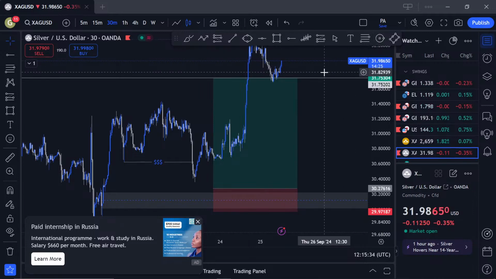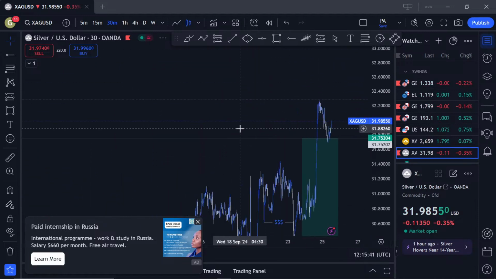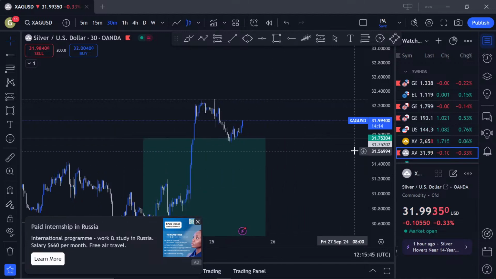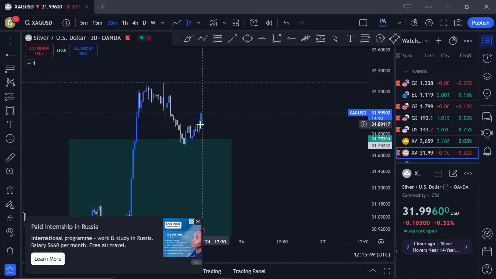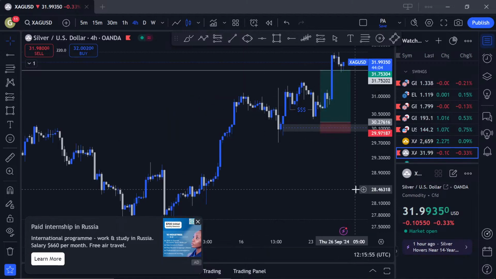So this was a signal I dropped yesterday. So you can see yesterday, on Monday when I was live streaming, I said that if silver is able to break and then retest this top here, we could be looking to buy silver. And you can see silver has done exactly that. Now I did not take this particular trade myself.